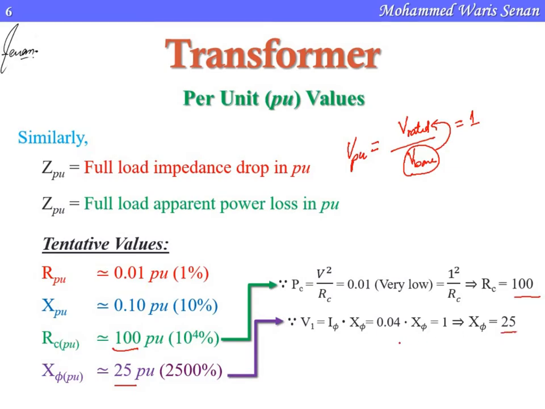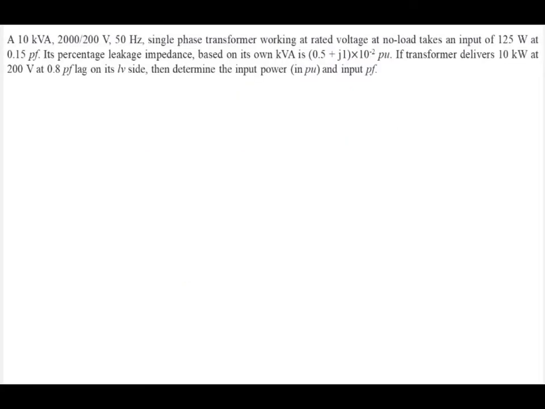So you can now see these are some tentative values. So now you can see why these two values are higher as compared to the R per unit and X per unit. So this is all about the concept of per unit values. Now we will solve one numerical problem to understand how we can use this per unit value concept in transformer. Okay. Now let us solve the numerical problem now.